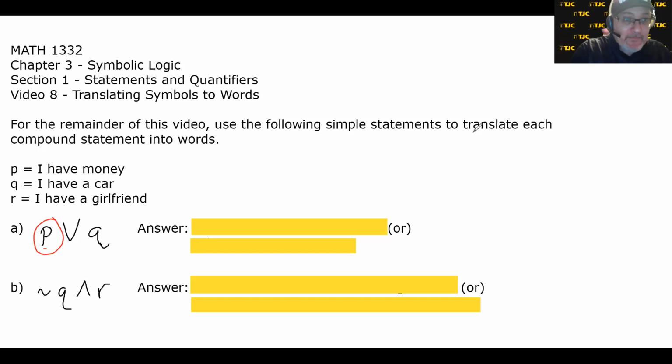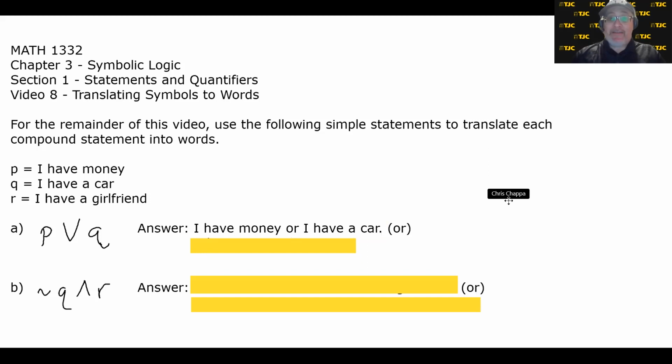I have money, or I have a car. Yes, it was that easy. I have money, or I have a car. Now, if you're wondering what this "or" in parentheses is, it's saying, or here's a different way to say the answer. So is there a more compact way to say I have money or I have a car?